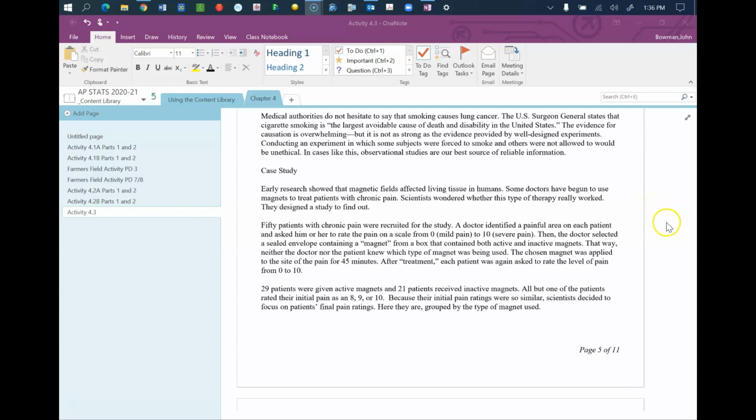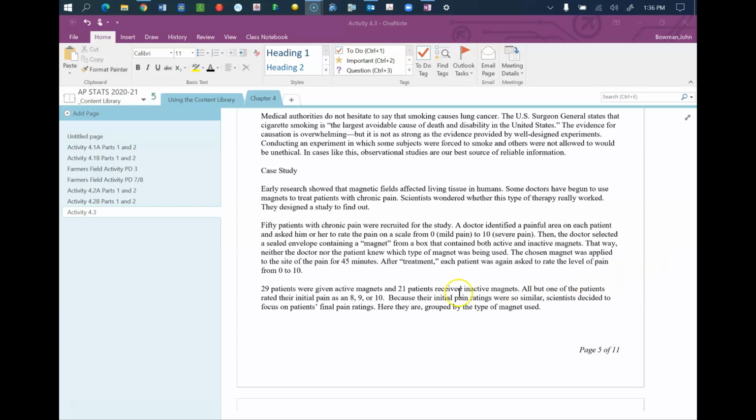Then the doctor selected a sealed envelope containing a magnet from a box that contained both active and inactive magnets. That way, neither the doctor nor the patient knew which type of magnet was being used. The chosen magnet was applied to the site of the pain for 45 minutes. After the "treatment," each patient was again asked to rate the level of pain from 0 to 10. 29 patients were given active magnets and 21 patients received inactive magnets.